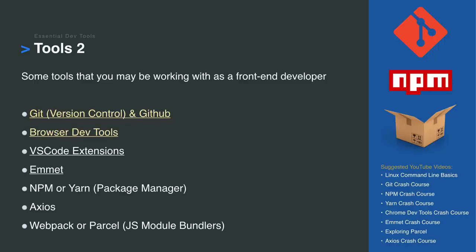Axios is an HTTP library similar to the Fetch API. I prefer it because I like the syntax better, but it's really up to you. It's not something that you definitely need to learn.